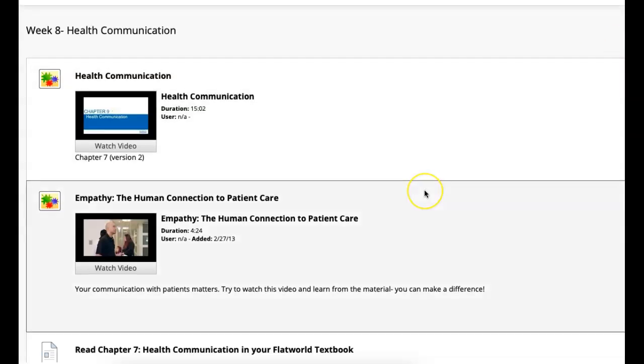We're going to be looking at health communication, so transitioning from the writing process, APA writing, to health communication. So how do we communicate with our patients? What's the best way, of course, to reach them on a continuum that they understand?